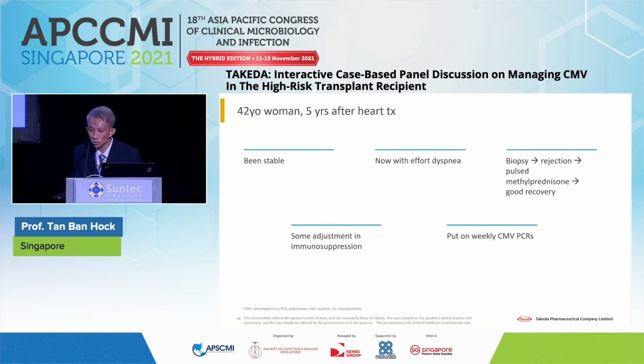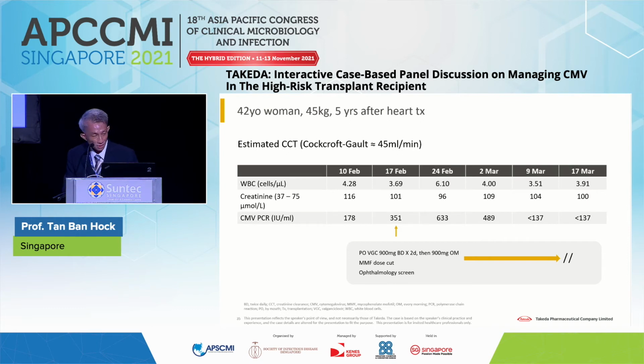This is a 42-year-old woman who was 5 years after a heart transplant. She's been stable all this while, but then she presents with effort dyspnea, and an endomyocardial biopsy proves the presence of rejection. So she gets a pulse of methylprednisolone with good recovery. And of course, they don't just do that, right? They will probably increase the steroids and the cyclosporin. And because of that, whenever people have acute rejection with augmentation of immunosuppression, we have a protocol to put them on weekly PCRs. In other words, to restart the CMV clock in terms of preemptive monitoring.